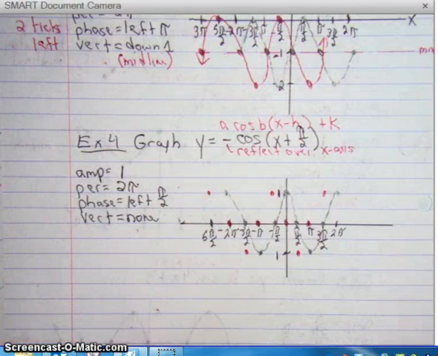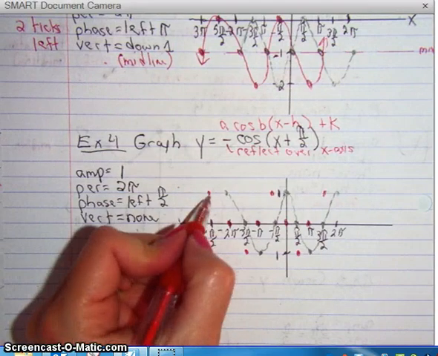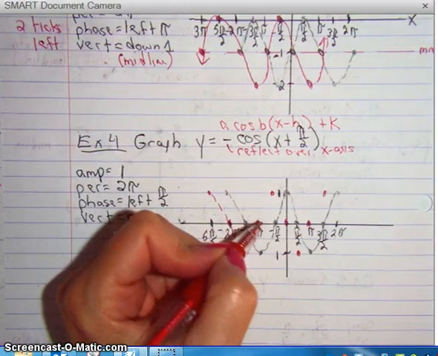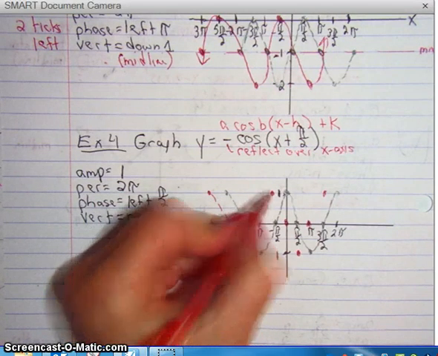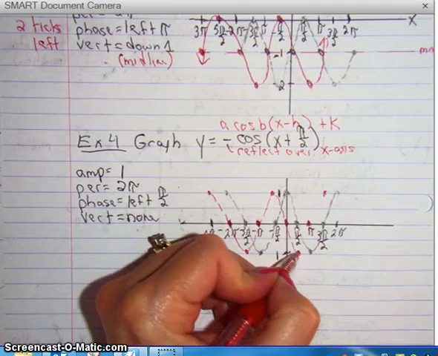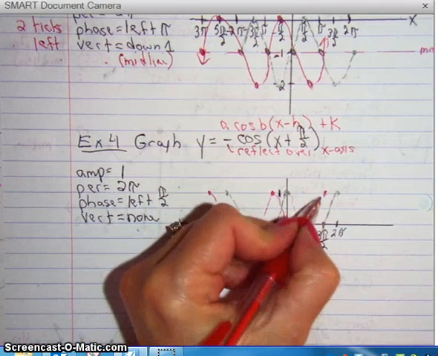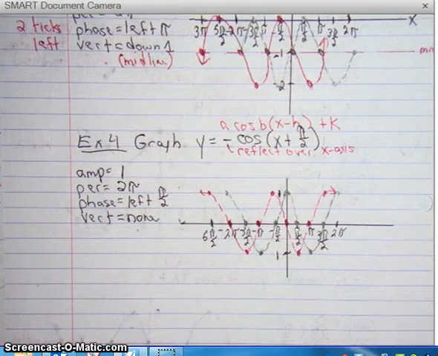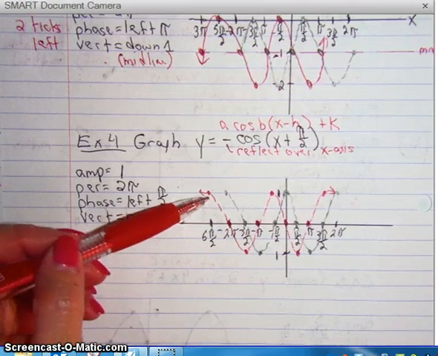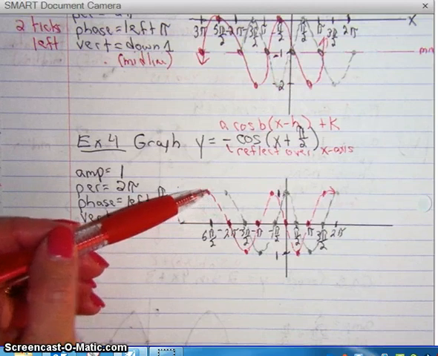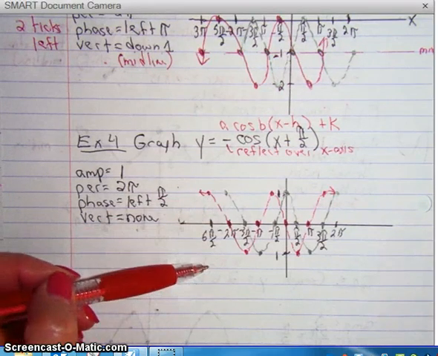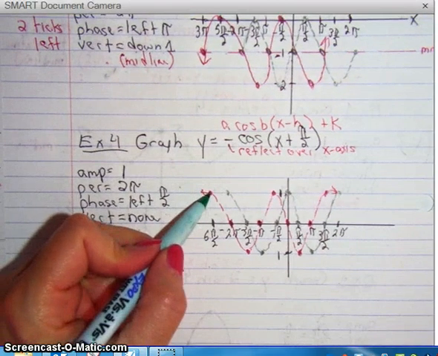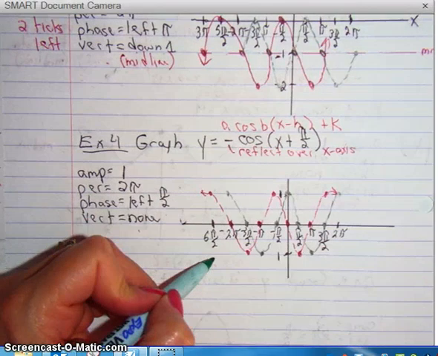Now, this one I'm also going to do as dashed, because the last thing I have to do is reflect each of these points over the x-axis. So, for example, at 5 pi over 2, I'm up at 1. So now I have to go down to negative 1.